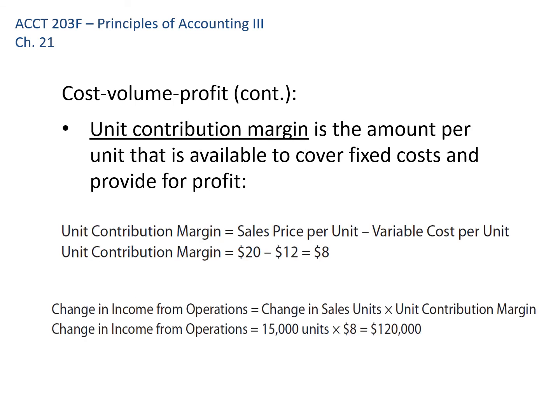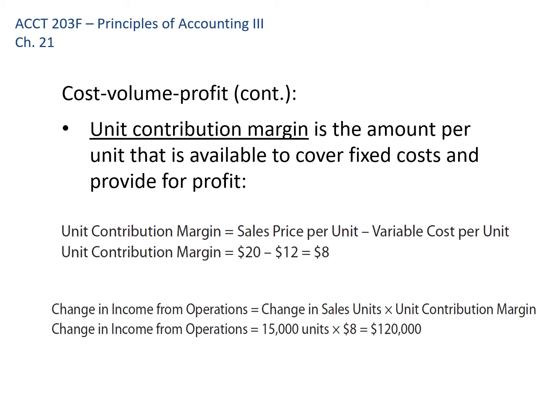The other way I can look at this is per unit. So a unit contribution margin is the selling price of each unit minus the variable cost for each unit. So in this example here, the selling price is $20, the variable cost is $12. That means that each unit that I sell gives me $8 that I can use towards covering my fixed cost and providing for a bottom line. So in that case, if I know the change in units, what if I get an order for 10,000 more units, in this case 15,000 more units, I can say 15,000 times 8, that'll add $120,000 to my bottom line. So that's a really useful thing to know.